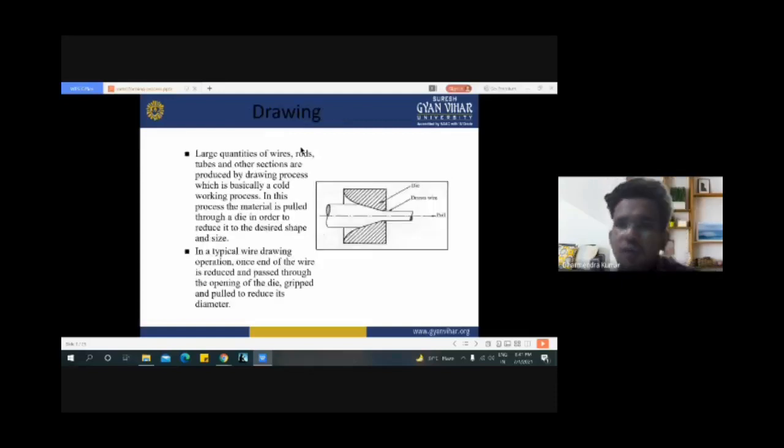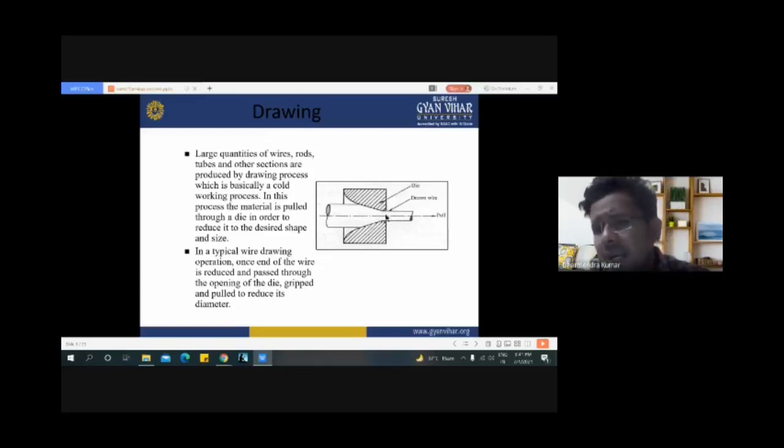Now the third process is the drawing process. If we have to produce large quantities of wires, rods, tubes, and other sections, then we go with the drawing process, which is basically a cold working process. In this process, the material is pulled through a die in order to reduce it to the desired shape and size. The material is pulled from the die.